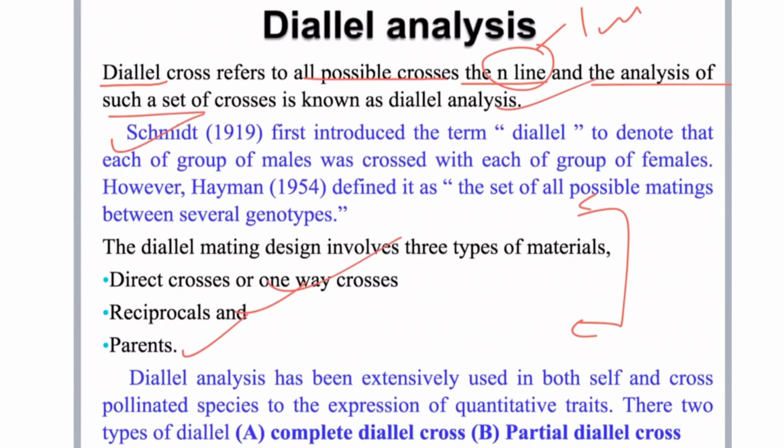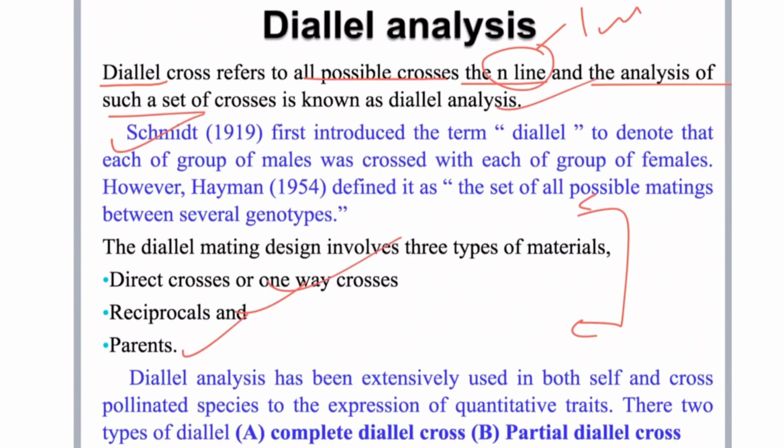Suppose there is a set of crosses involving these inbred lines: 1 cross 2, 1 with 3, 1 with 4. Now there is another, 2 crossed with 1. In this cross, the results of these two crosses are different. In one, the line acts as a male and the other acts as a female, and in the other the roles are reversed. So the resultant that we get is different. Such types of crosses are called reciprocal crosses.